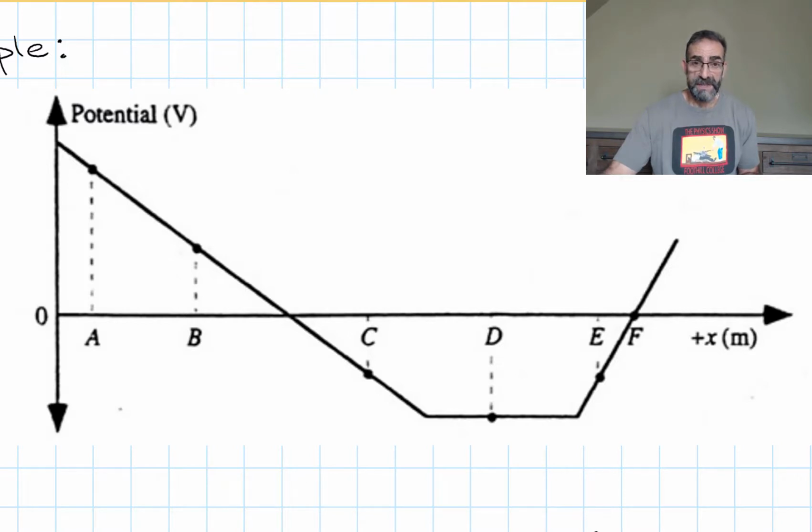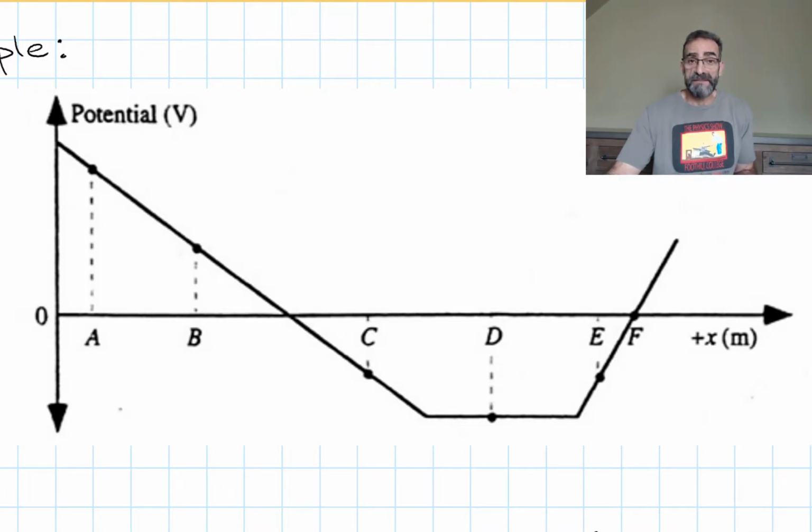Yes, there is an electric field because there's a slope to the electric potential curve. The electric field is negative the slope of the potential curve, negative dV dx. Because our slope is negative, the electric field would point in the positive direction. So the electric field points in the positive direction if we were located at point A.